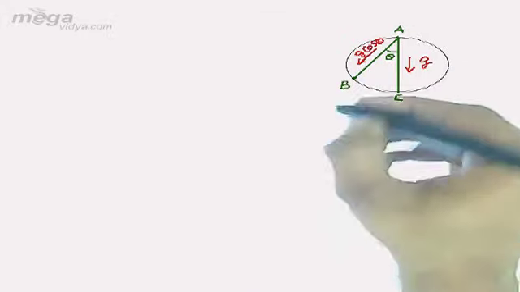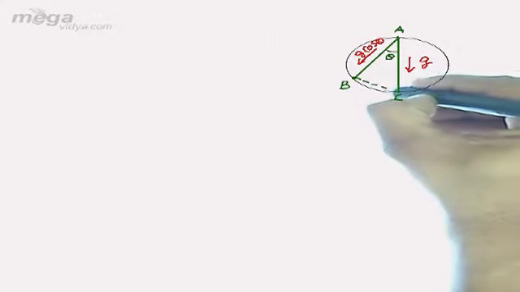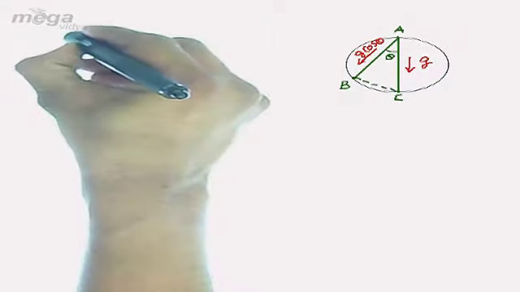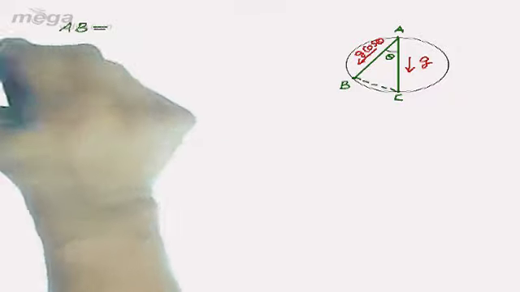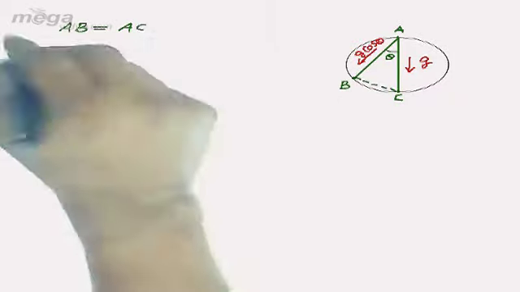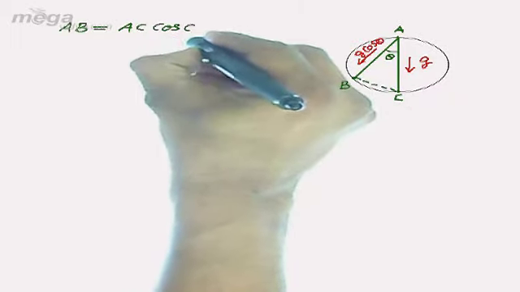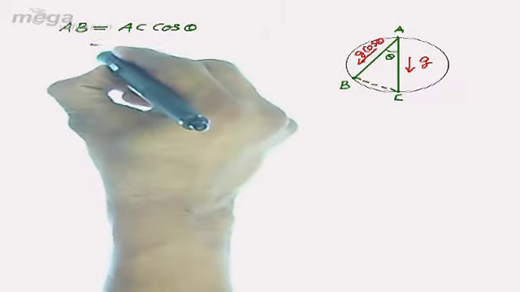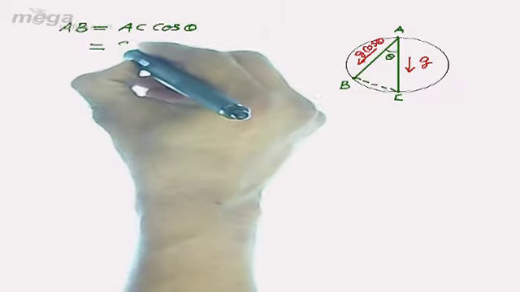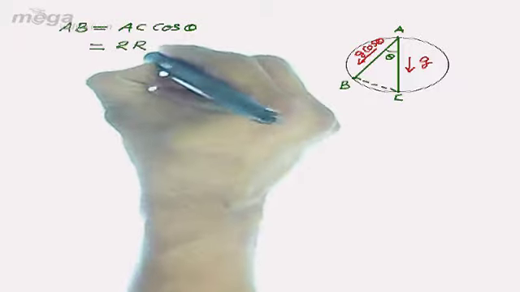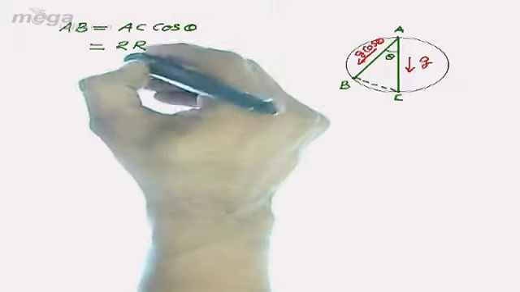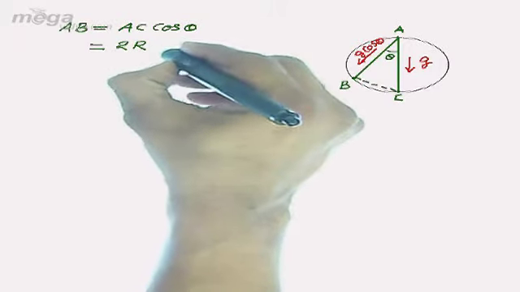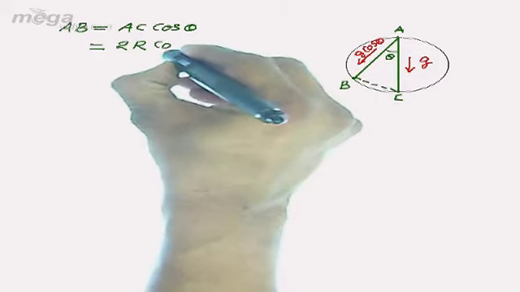Now if we connect this point with BC, then the AB length can be written as AC length into cos theta. Here AC is the diameter, which can be written as 2 times the radius of the circle. So AB length becomes 2r cos theta.